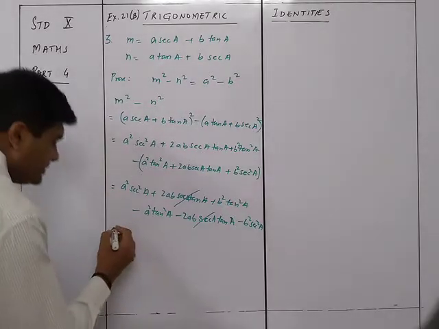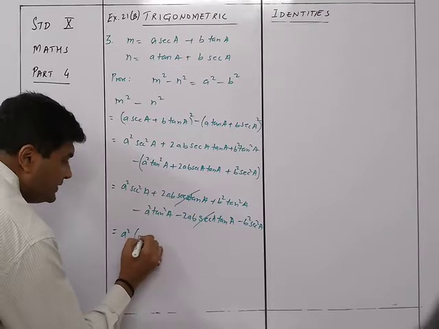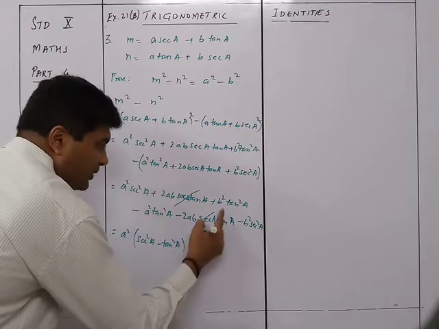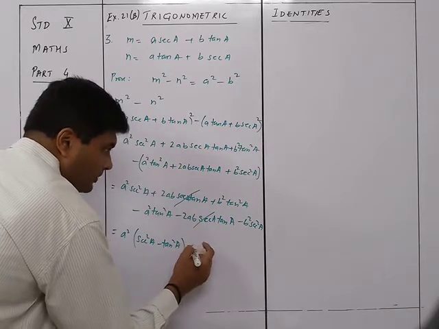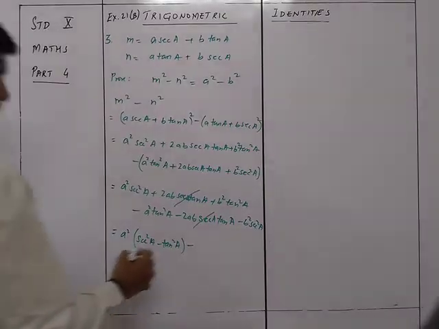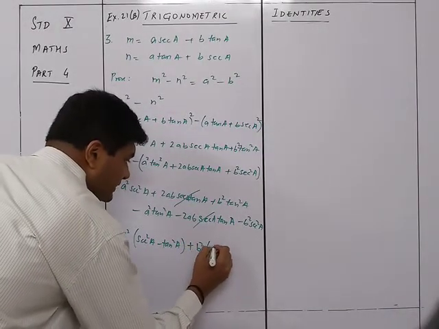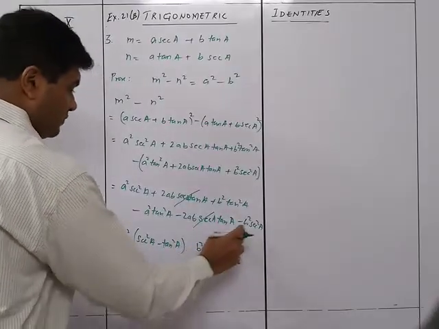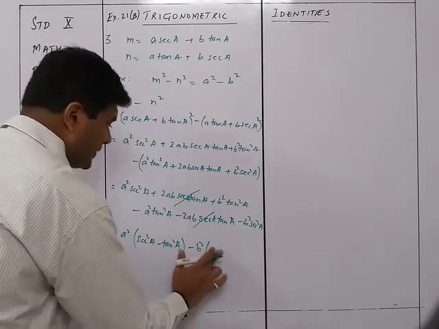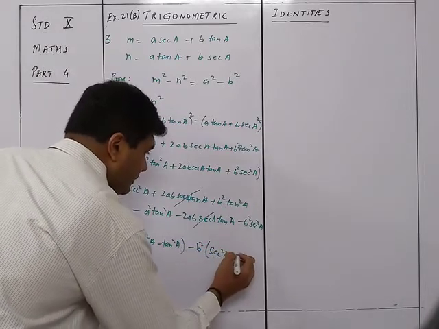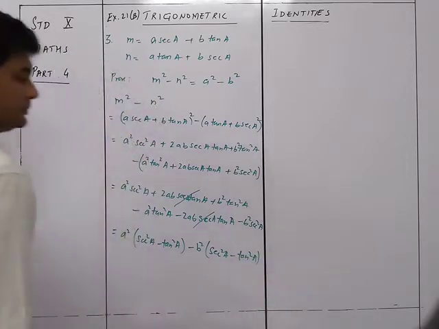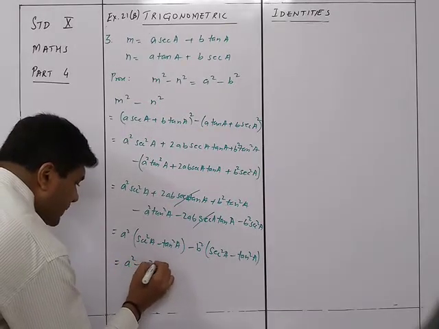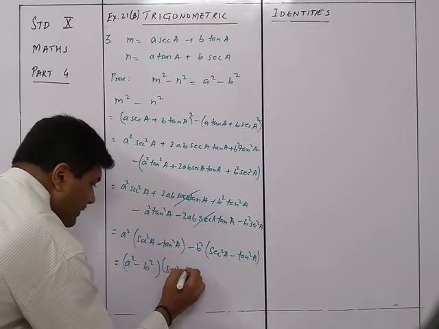You can take out A square common, so it will be A square into sec square A minus tan square A. Over here we take B square common, so it will be plus B square tan square A, or we can say minus B square, so that this becomes first, so minus B square into sec square A minus tan square A. So this gives me A square minus B square times sec square A minus tan square A.